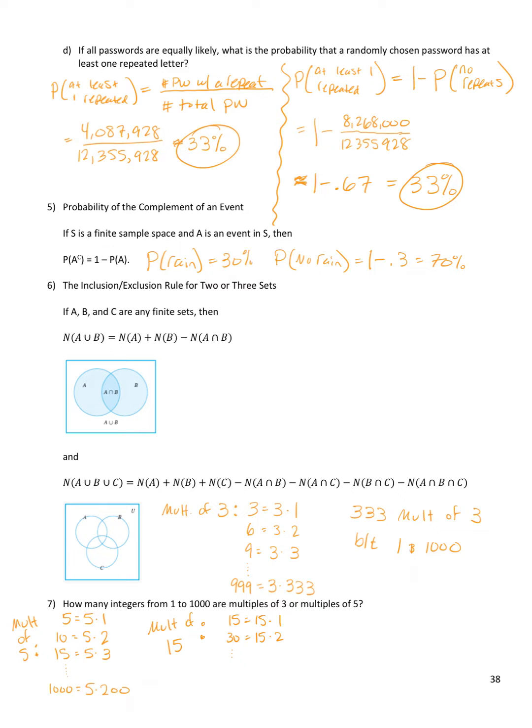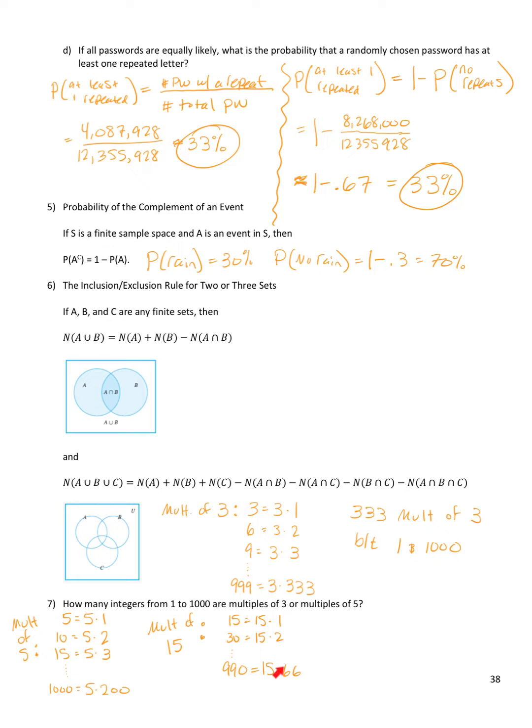So you could try 999. 999 divided by 15, not an integer. 998 divided by 15, not an integer. And you keep going down by 1. You're not going to have to go more than 15 steps, right? You're going to find a multiple of 15 within 15 steps. And so I found one that was 990, and that ends up being 15 times 66. So I have 66 multiples of 15.